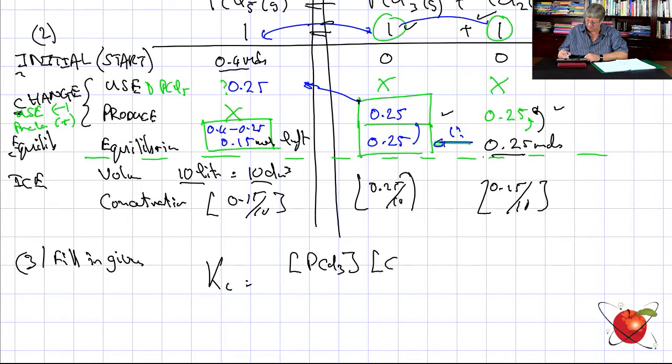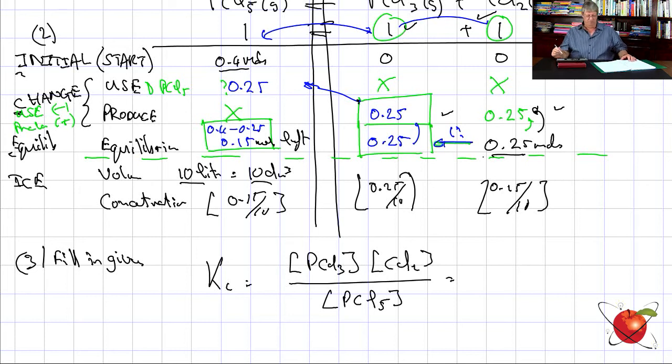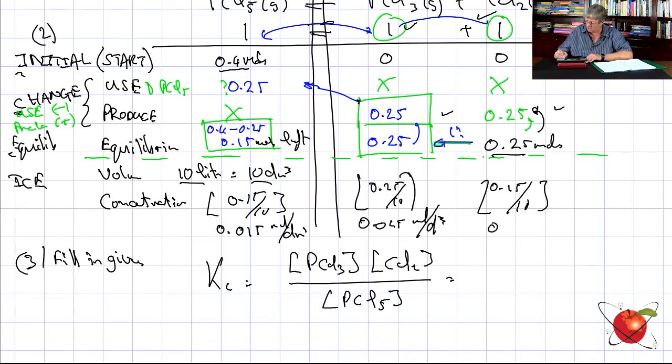PCl3 times Cl2 over PCl5, which is that one, and we can work it out. That's 0.025, 0.015, whoops, 0.015 moles per cubic decimeter, 0.025 moles per cubic decimeter, and 0.025 moles per decimeter cubed.